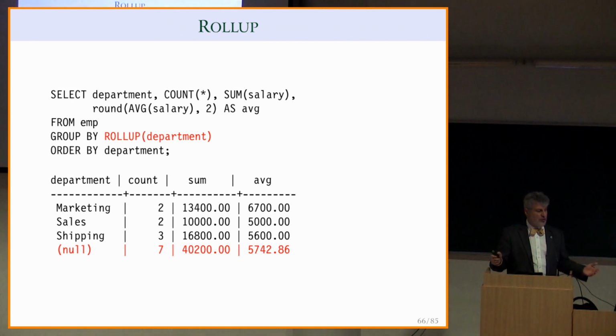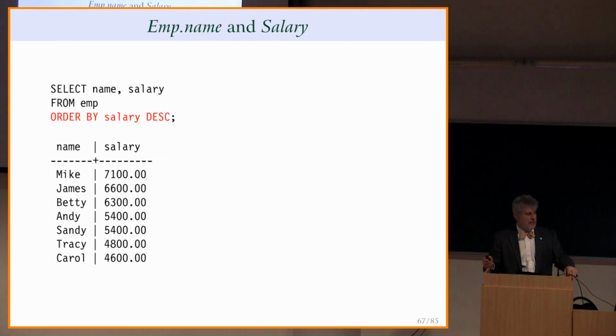We can even use a function called rollup. Rollup will give me the total of each department, and then a total for the entire set. Still not using window functions here. That null at the bottom is giving me the total of 7 employees. It's combining the one query with the group by query, basically. That's what rollup does. I can also order my output by salary, who gets the most money, who gets the least money, and so forth.